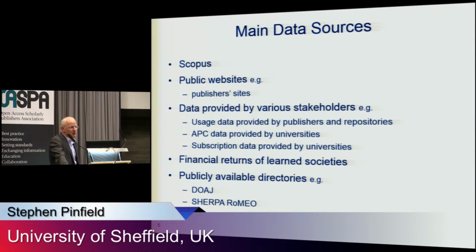We did a lot of work on public websites, and I'll talk a little bit about that as we go along, as well as getting data from various stakeholders, from publishers, from repositories, from institutions themselves. We looked at publicly available financial returns for learned societies and also publicly available data sources such as DOAJ and Sherpa Romeo. That's just some of the main sources we used. There were others as well, and I'll mention some of those as we go along.